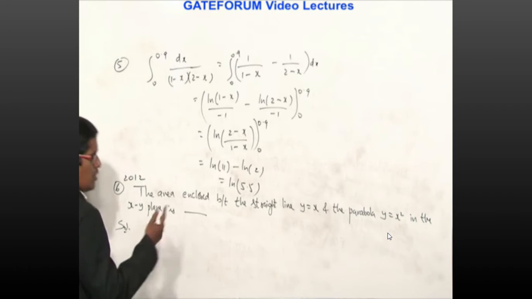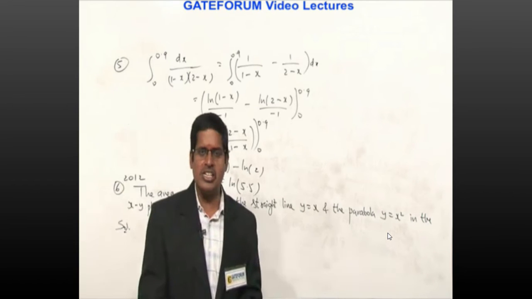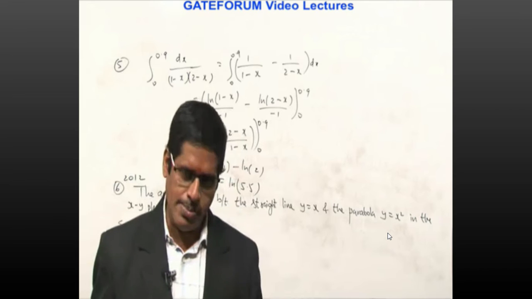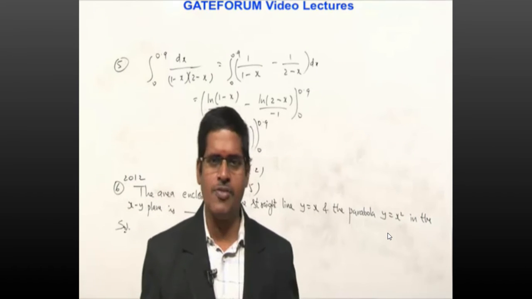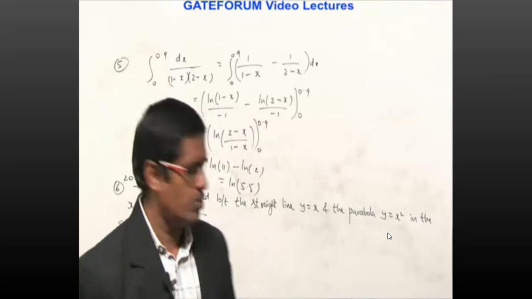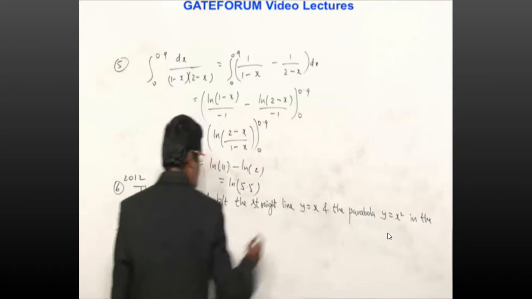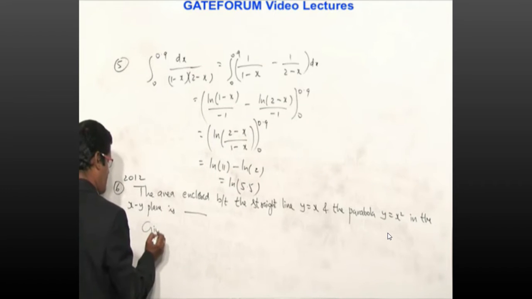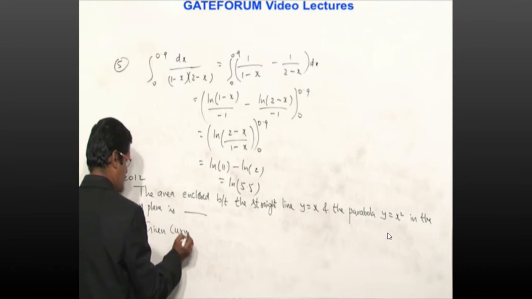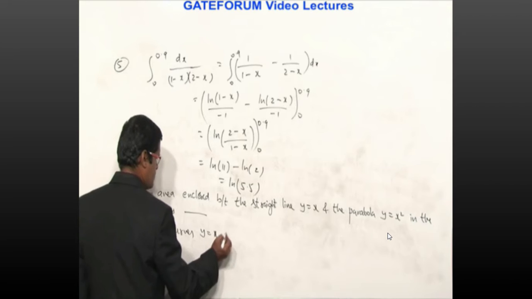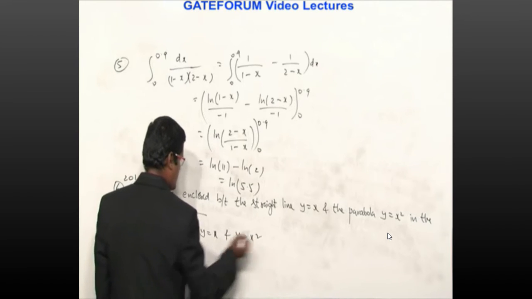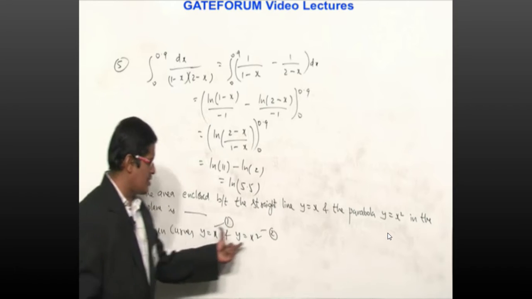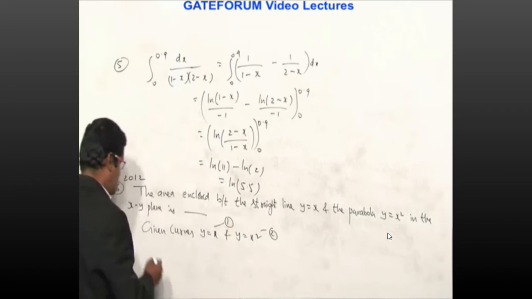So I told you, here now it is two curves. Whether you express y is equal to in terms of x or x is equal to in terms of y, then find the corresponding limits. If you express y is equal to in terms of x, find the x values. Okay, so it is already given, both are y is equal to in terms of x. So given curves y is equal to x and y is equal to x square. This is equation 1, this is equation 2. We don't know which is f(x) and which is g(x).